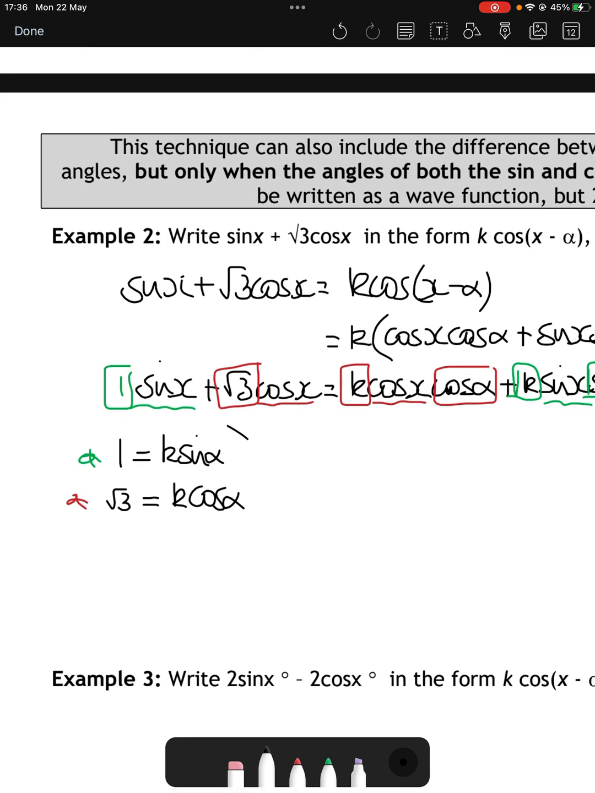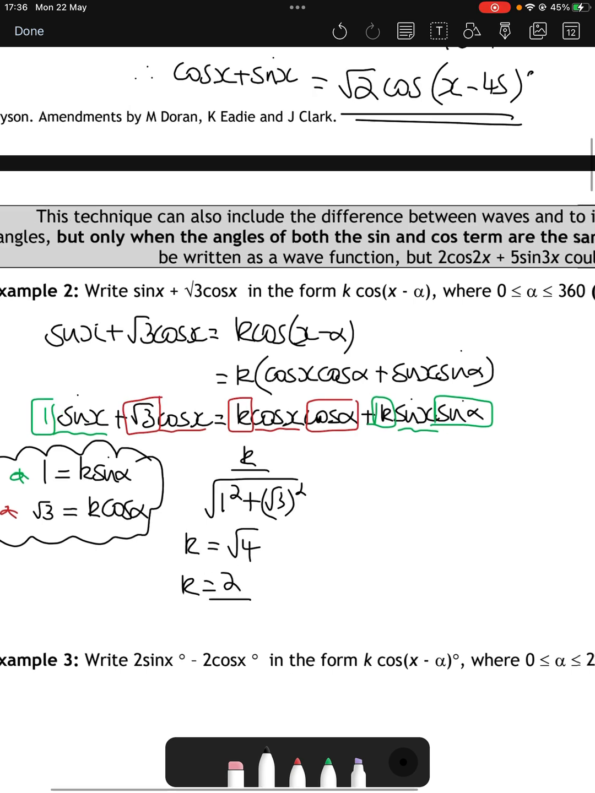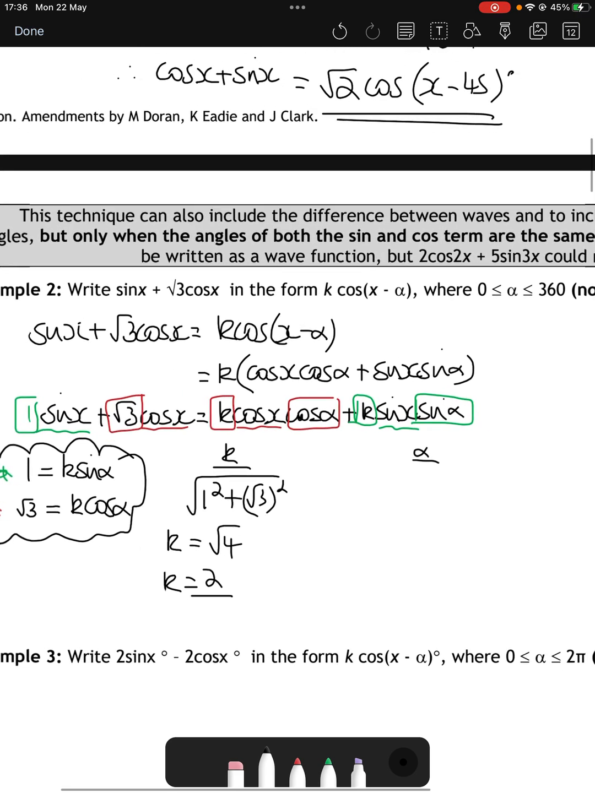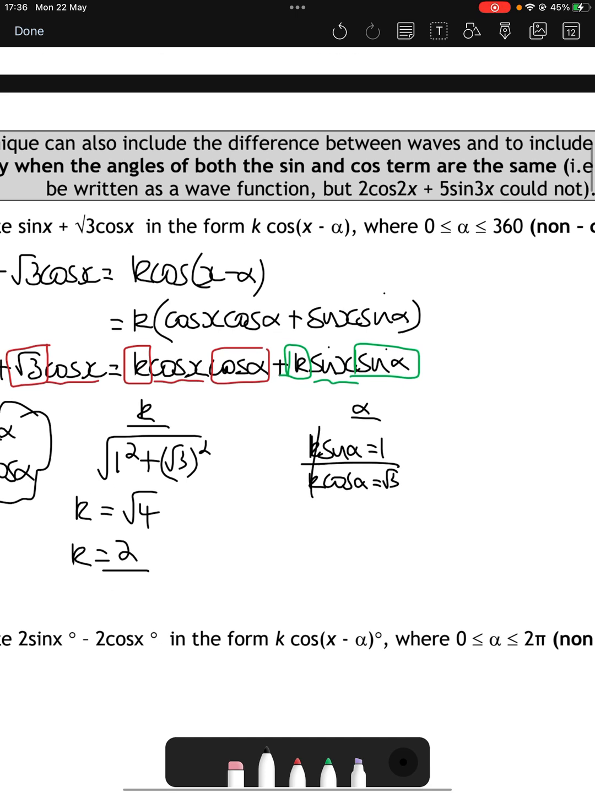Now, they're in the right form because sine's on top. No negatives to worry about, so I'm just going to put a wee bubble around them. Right, to get k, we're going to do 1 squared plus root 3 squared, square root, which is going to be square root of 4, which is obviously 2. Okay, we're going to get our alpha next. So we have k sine alpha equals 1 over k cos alpha equals root 3. They cancel out. So tan alpha is 1 over root 3.